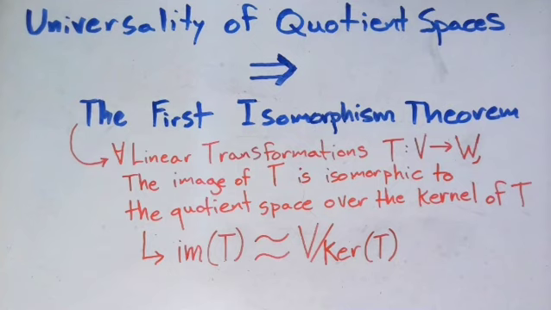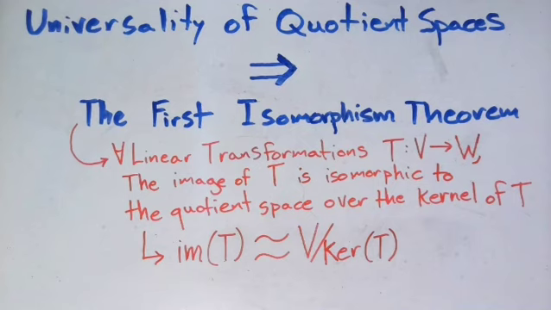So the first isomorphism theorem is a very important result that holds in a lot of mathematical structures, but in this case, we're going to look at it in terms of vector spaces. And we'll unpack the definition more later, but just to see the statement, the first isomorphism theorem says that for any linear transformation T from V to W vector spaces, the image of T is isomorphic to the quotient space over the kernel of T.